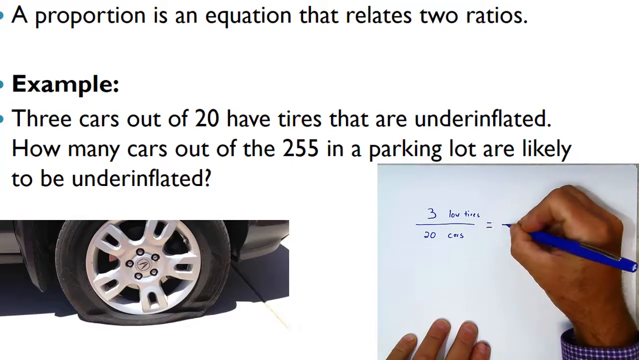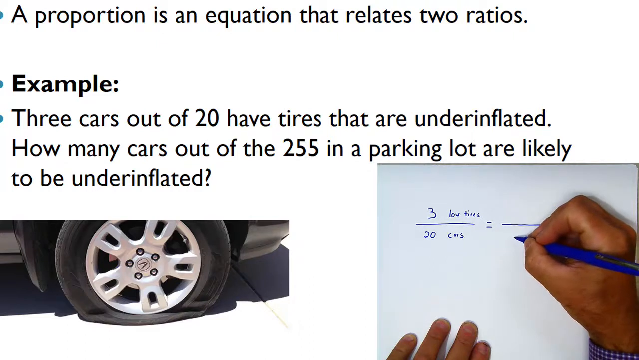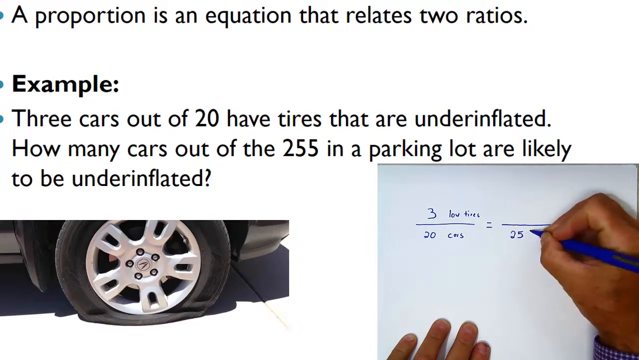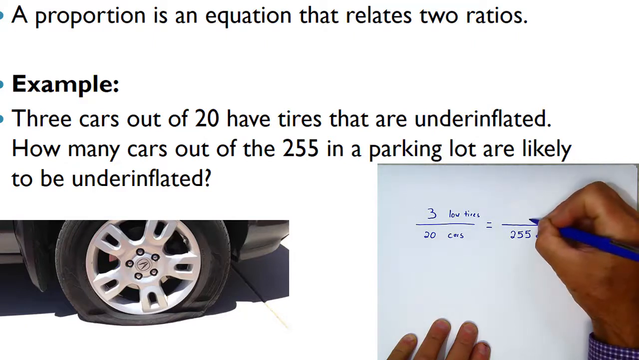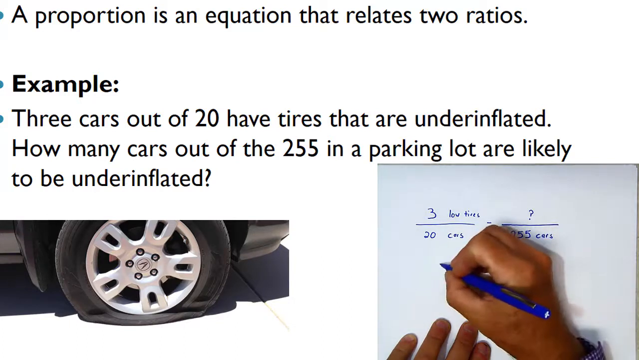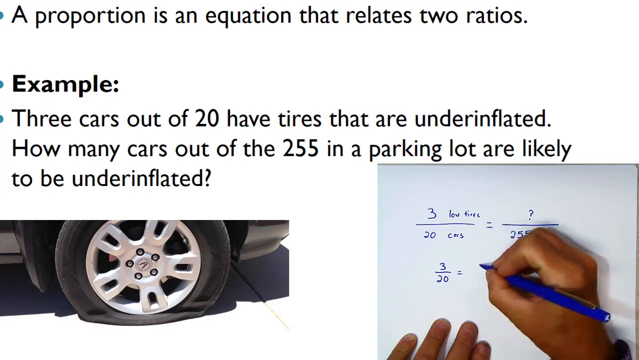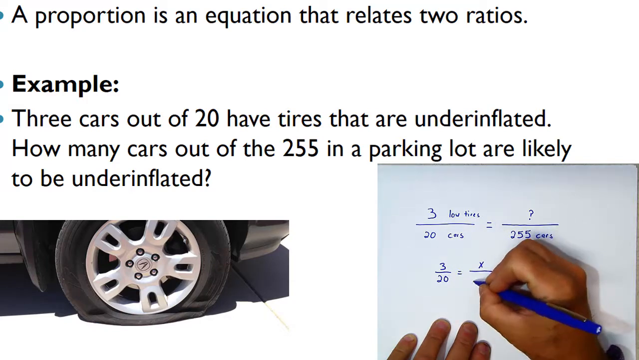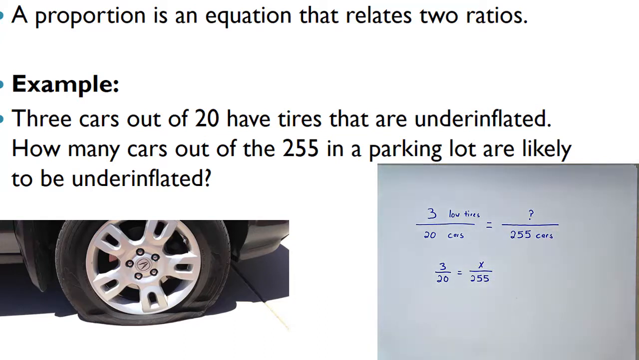Well, we assume that that ratio would also hold for the entire parking lot. So since we're told that the whole lot has 255 cars, then what we're trying to find is what is this number in the top right? How many low tires would we have in the whole lot? If we write that without units, we could just say 3 over 20 should be the same as x, our unknown, over 255.